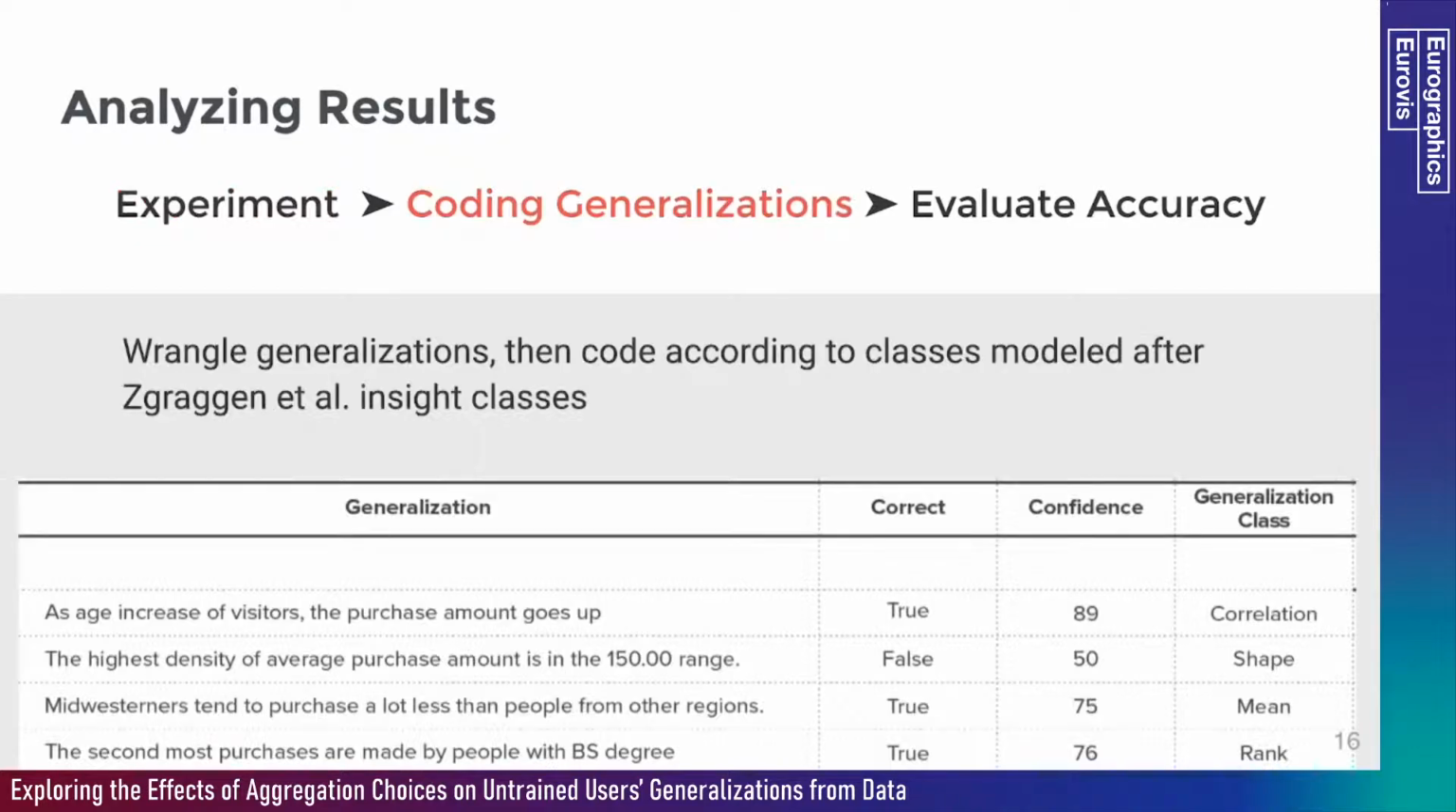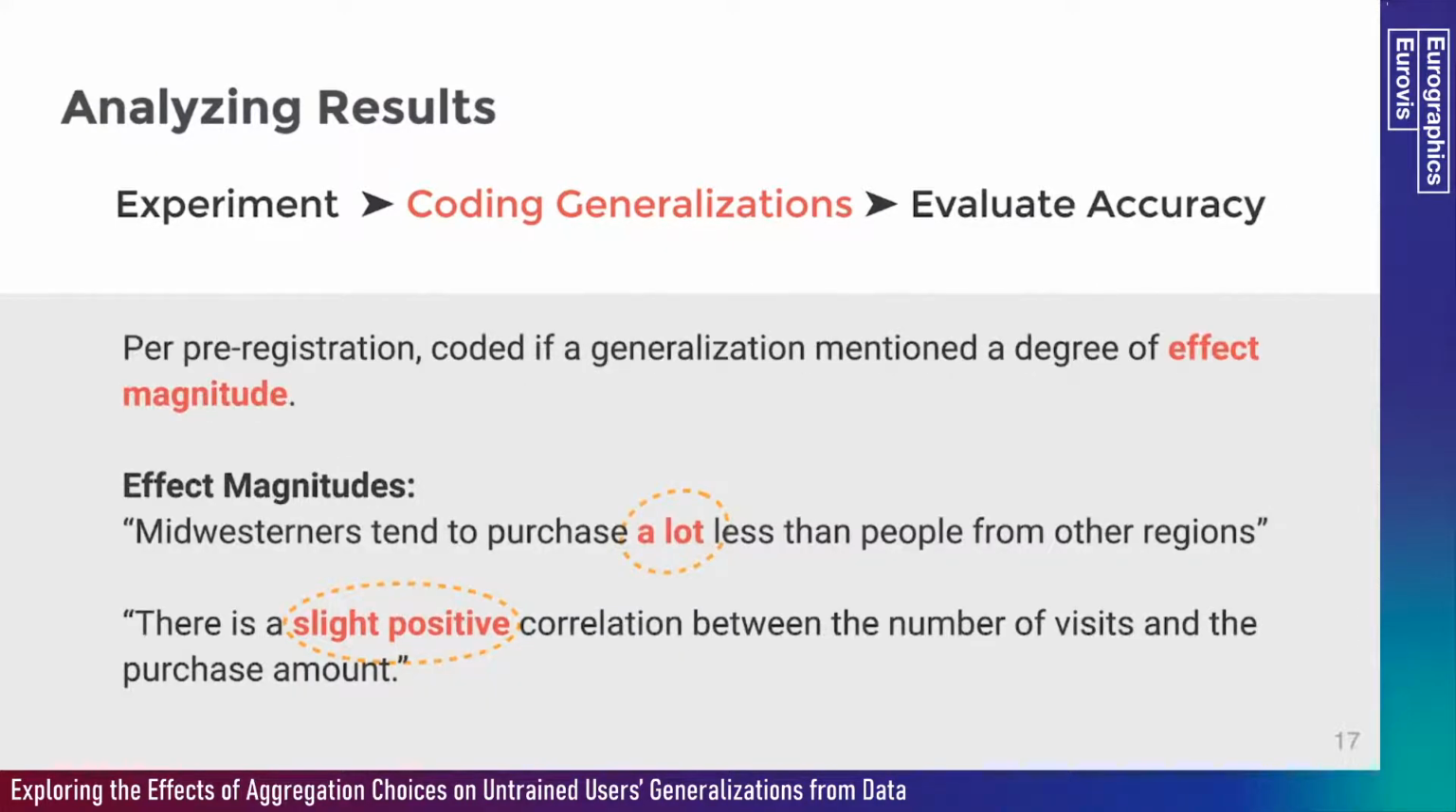After collecting all of the generalizations, we exclude some based on pre-registered exclusion criteria, such as generalizations drawn from prior personal knowledge. We then code the type of generalization according to Zgraggen et al.'s insight classes, which we pre-registered. For more details on each generalization class, we'll refer you to the paper. In addition to Zgraggen et al.'s insight classes, we wanted to code if generalizations depicted an effect magnitude. We code a generalization as an effect magnitude if it contains a statement about the magnitude of an observed effect.